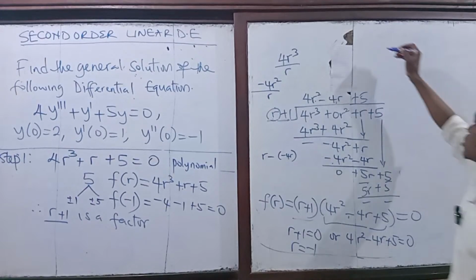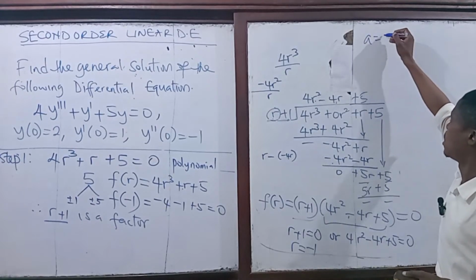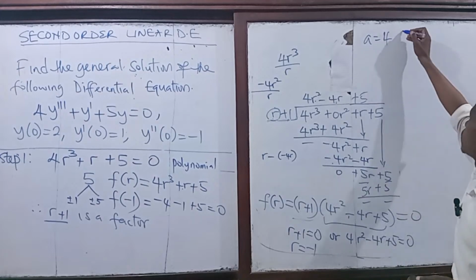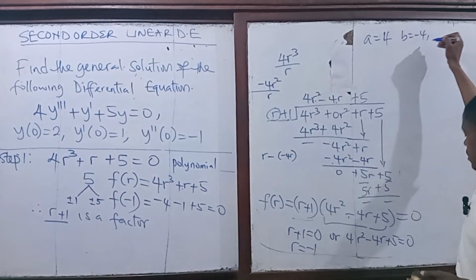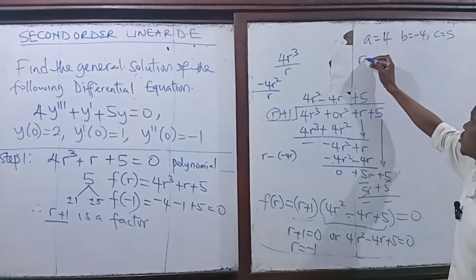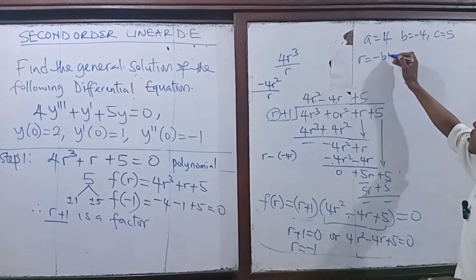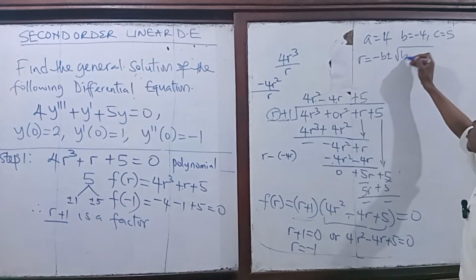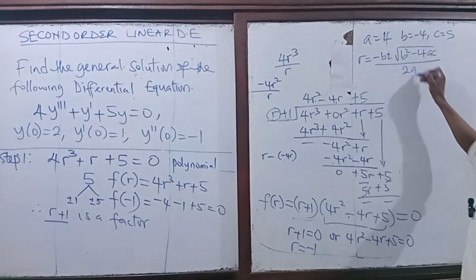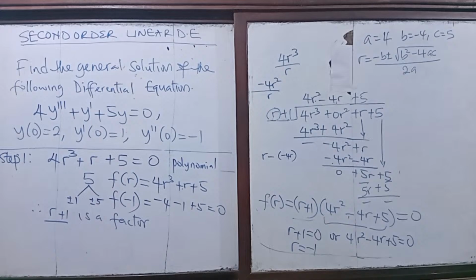Okay, a is what? a is 4, b is minus 4, and c is 5. So let's substitute that into the quadratic formula: x equals minus b plus or minus the square root of b squared minus 4ac, over 2a. Let's make the substitution in that place.